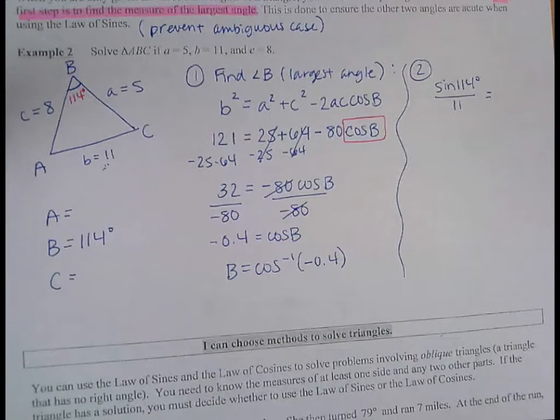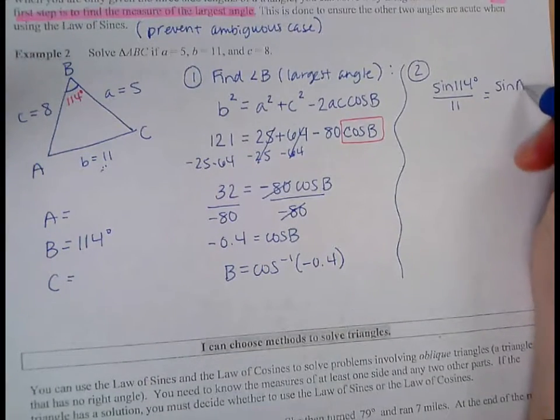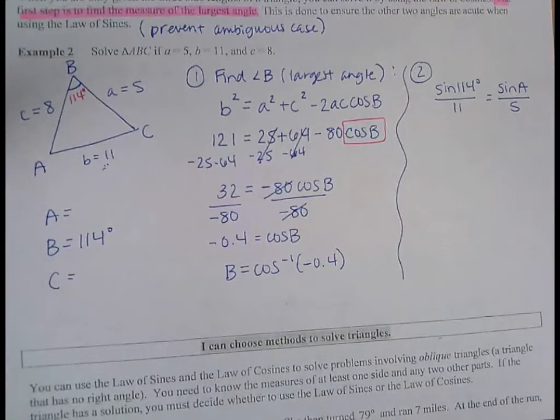And now between the next two angles I have to find, A and C, it does not matter which one you find next. So you have to find the largest one first using law of cosines. The one you find next doesn't really matter. So I'll find A next. So then I would set this equal to sine of A over side A is 5. And then solve this proportion for angle A.